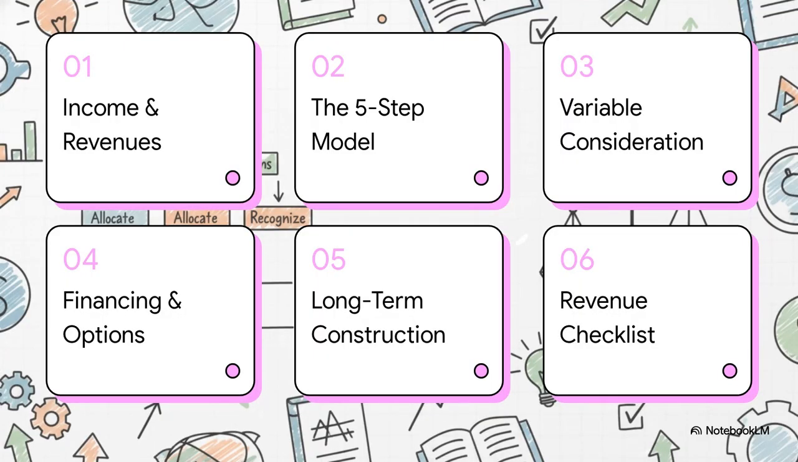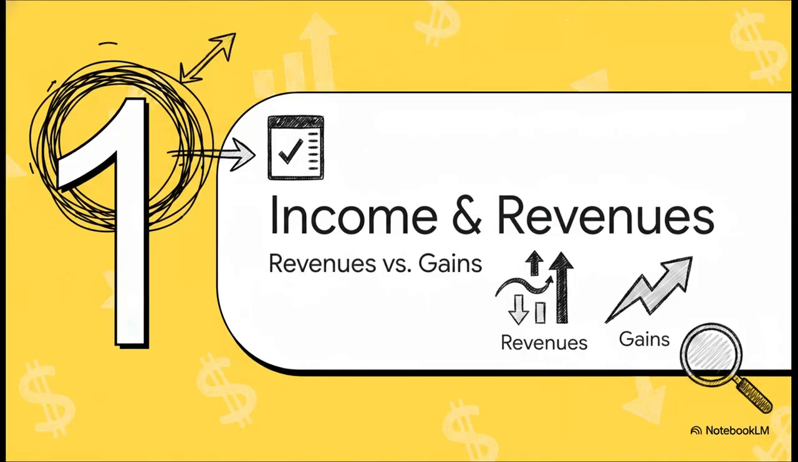We'll start with income, revenues, and gains. Then we'll walk through the 5-step revenue model. After that, we'll tackle variable consideration and returns, dive into multi-year financing and options, navigate long-term construction, and finally, wrap things up with a handy revenue recognition checklist. All right, let's kick things off with Section 1, Income, Revenues, and Gains.